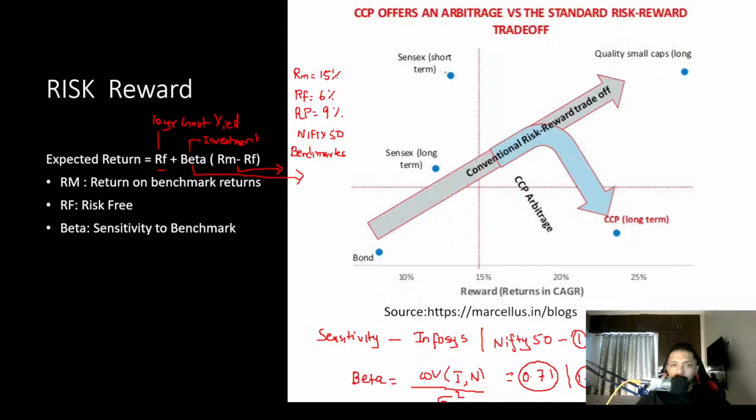And if you talk about Sensex short term, then yes, your returns are increasing, but so is your risk on the y-axis. If you talk about quality small caps, then your risk is increasing definitely, but so is your return, right? Now this is where the concept is: is this really true? Does this really work like that? Or is it the opposite, wherein we are saying that higher risk does not mean higher return in India? So lower risk means higher return in India. That is what we wanted to test out.